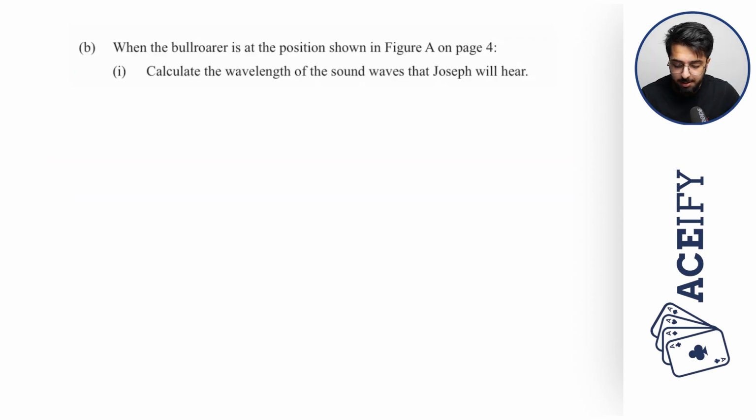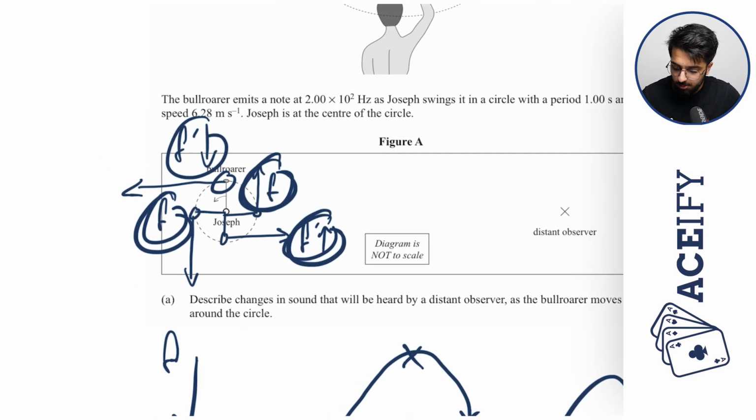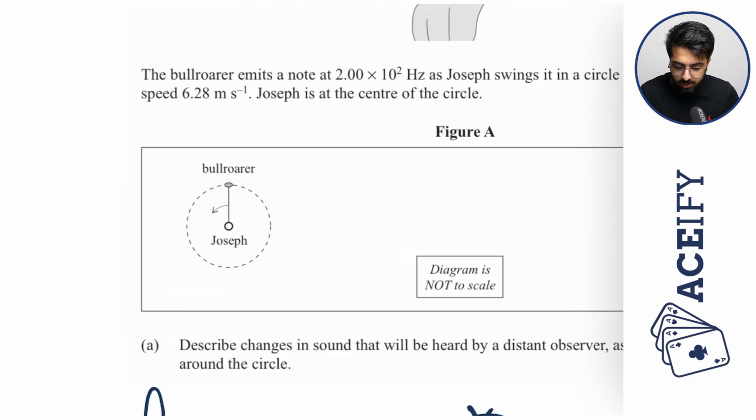When the bull roarer is at the position shown in figure 8 on page 4, calculate the wavelength of the sound waves that Joseph will hear. So let's rub all this out, like so. When the bull roarer is at this position, as it moves around Joseph, it stays at a constant radius. And so Joseph will hear the true frequency the entire time.